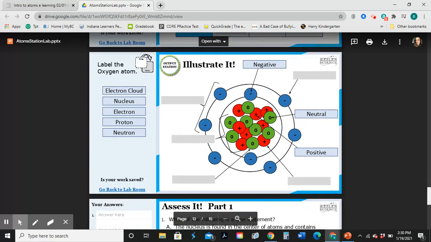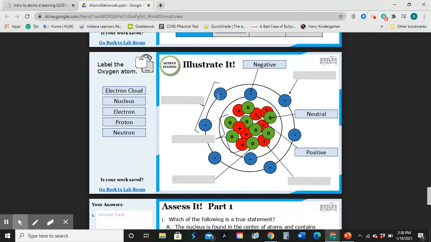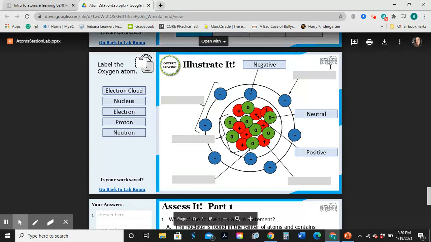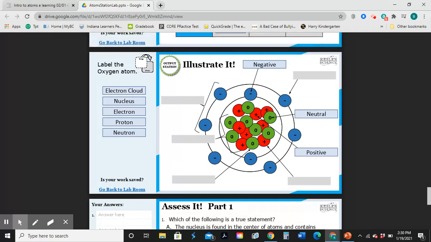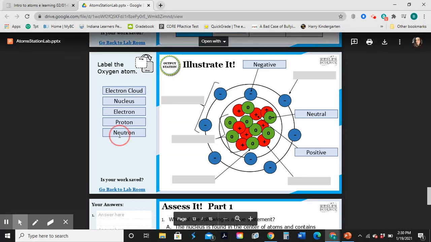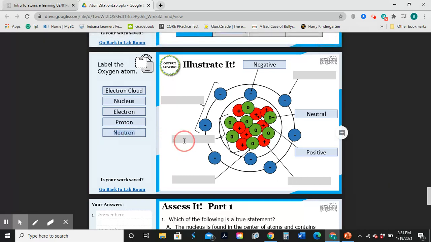Right here, you're going to decide which one of these it is. Is this going to be electron, neutron, proton, or electron cloud? And so on and so forth all the way across. You're going to drag and click it to the appropriate spot. So if you said that these green ones are neutrons, for example, you are correct.